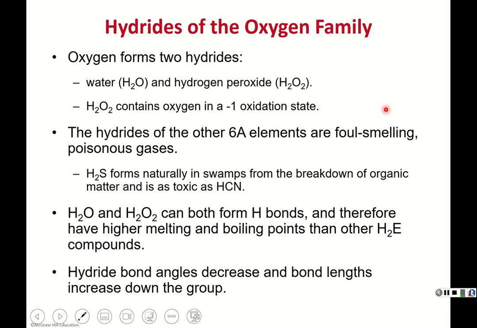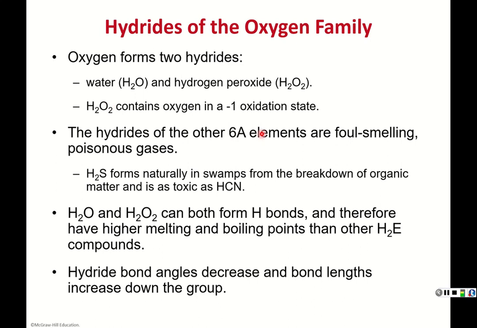Hydrides in this family, well, we know oxygen's hydride, or at least one of them, is very important, water, H2O. There's another one called H2O2, or hydrogen peroxide. Hydrogen peroxide is a unique molecule in that it's one example where we have oxygen in a -1 oxidation state. Right. Usually when oxygen is bonded to something else, its oxidation state is going to be -2, but now in the peroxide, it is bonded to another oxygen atom, so that's why there's a difference in oxidation state here.